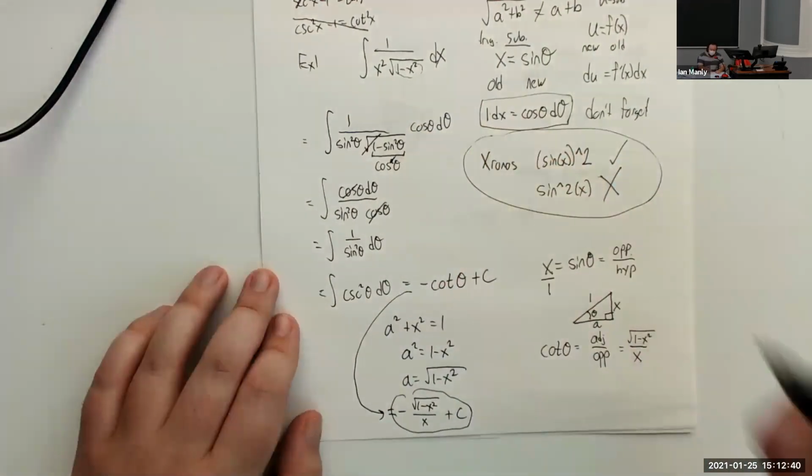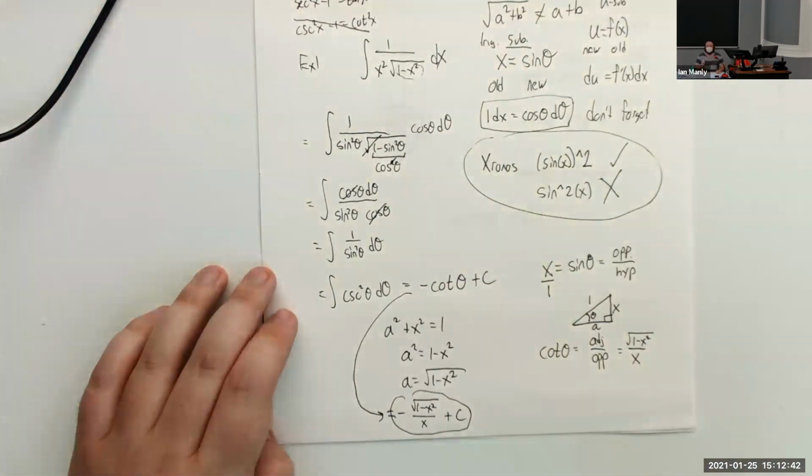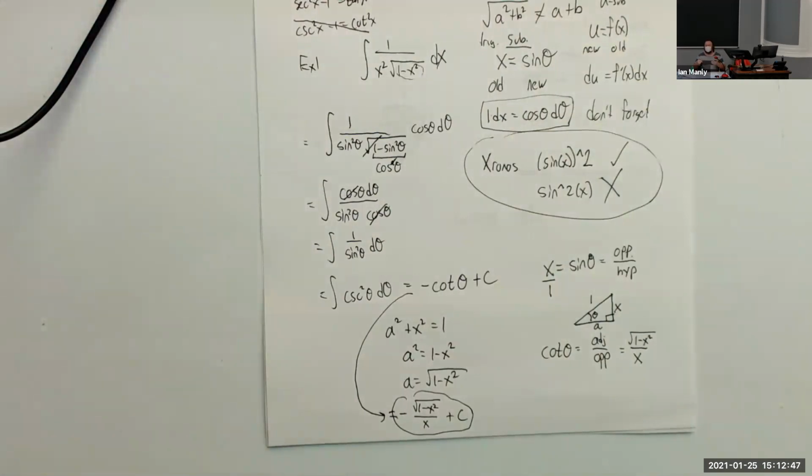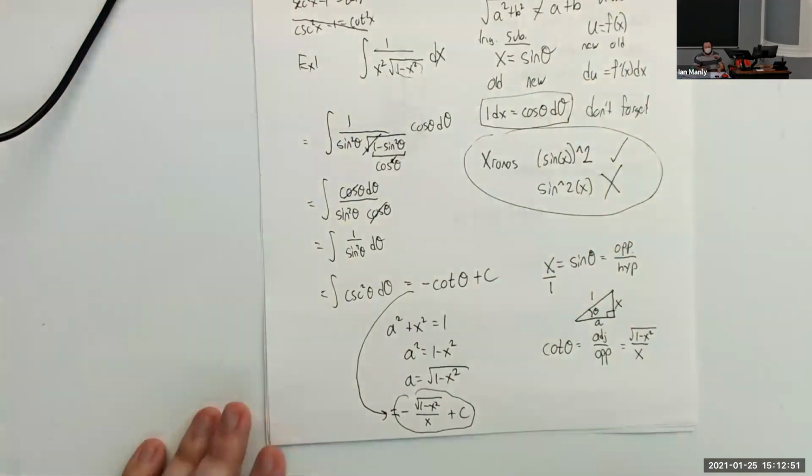So the moral of the story is by looking for things that look like Pythagorean identities and actually making them be Pythagorean identities, we could do integrals that we couldn't have done before. Like, I don't think there's any way we could have done this in Calc 1, if I'm not mistaken.